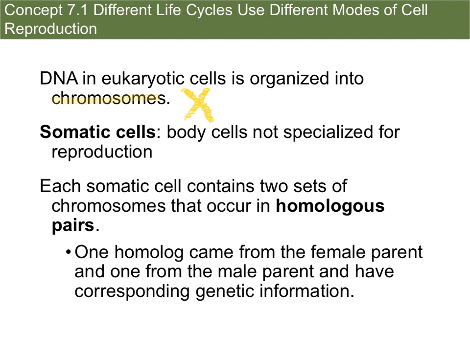When we're talking about your somatic cells, these are the body cells that are not specialized for reproduction. So this is everything except for your gametes. Each of these somatic cells contains two sets of chromosomes, and they're found in these homologous pairs. One of the homologs comes from the female parent, and the other comes from the male parent, and each of those have corresponding genetic information.